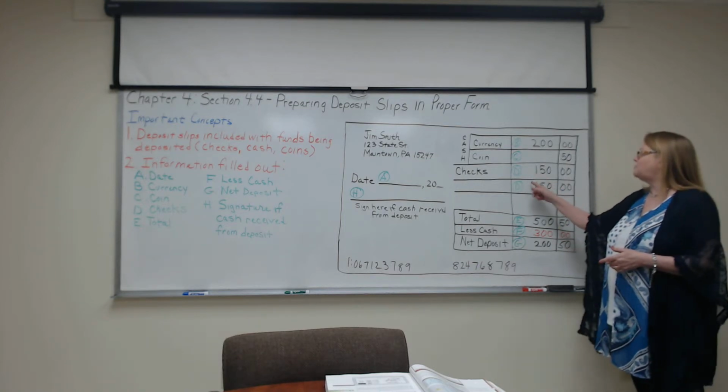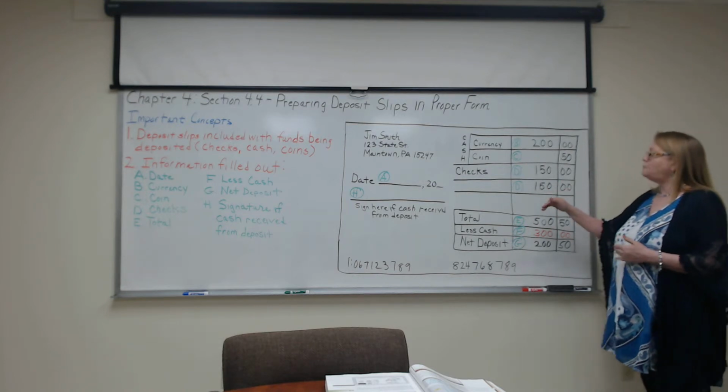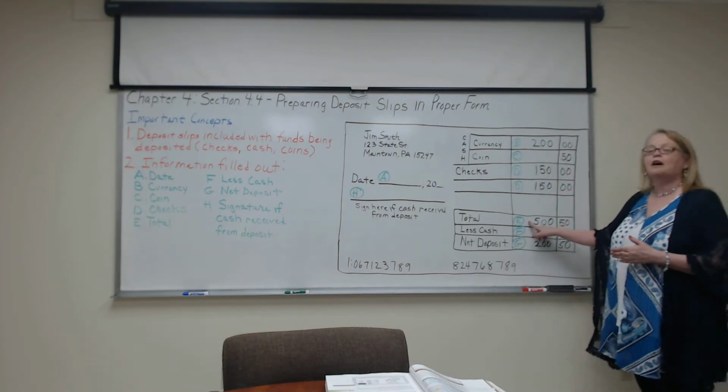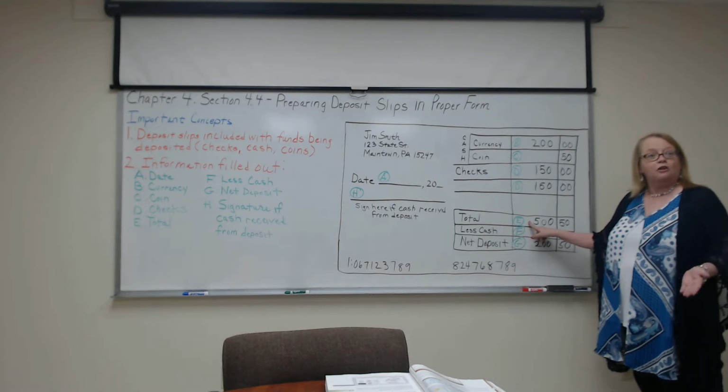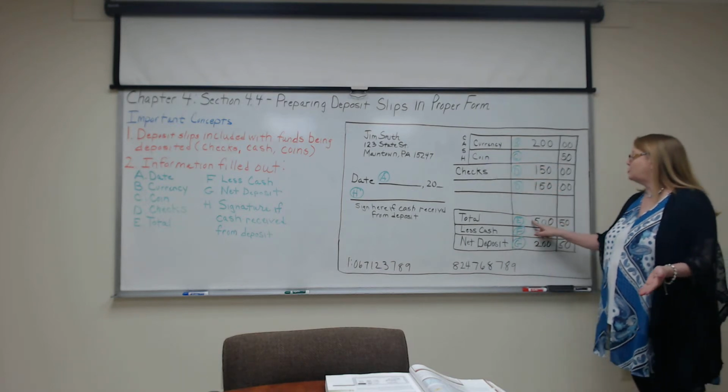So here I gave two examples of checks. They were both for $150. So then the very next thing that you need to fill out is the total. So you add all your cash and checks together, all cash, all checks, to get your total.